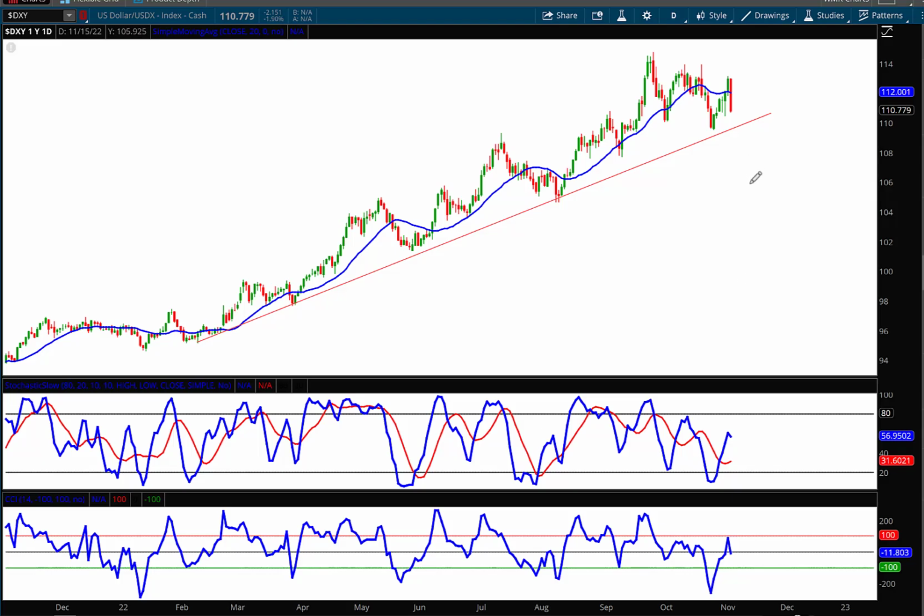So this is going to be an interesting week. I do believe that the dollar is going to break out below that downtrend line and take out that low right there at 109.54. So keep your eye on the dollar.